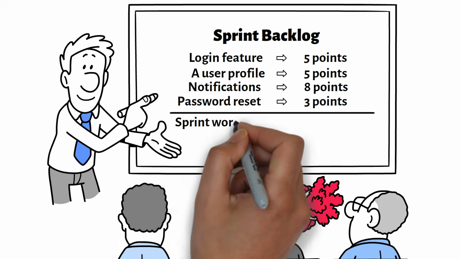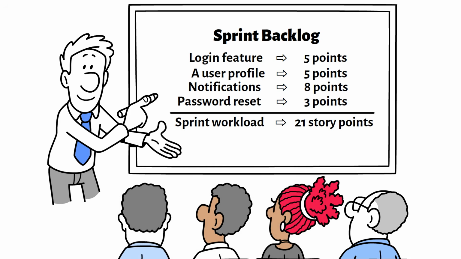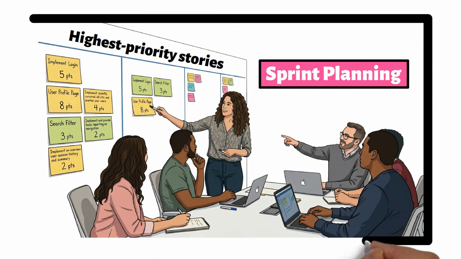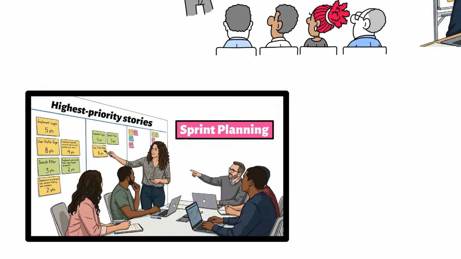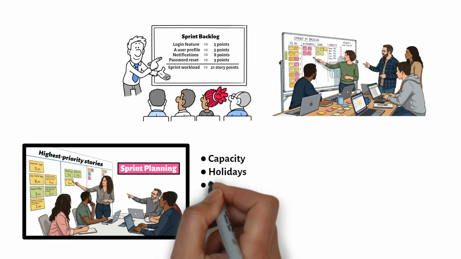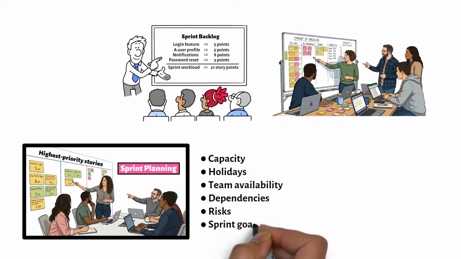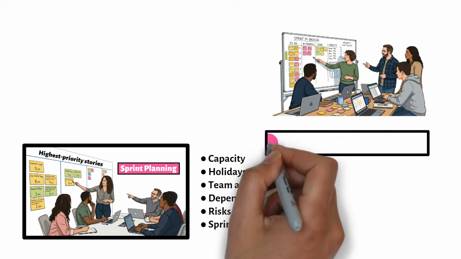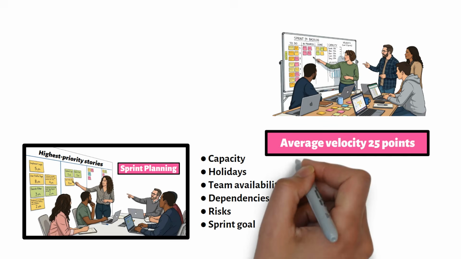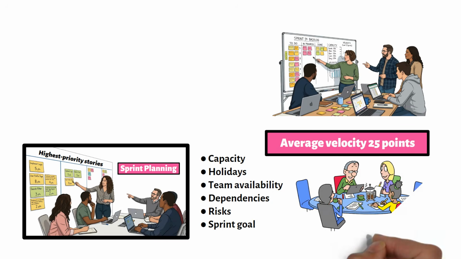Together, that creates a sprint workload of 21 story points. But the team does not select work based only on the number. They also consider capacity, holidays, team availability, dependencies, risks, and the sprint goal. A team may have an average velocity of 25 points, but if 2 team members are out during the sprint, it may not be realistic to plan for 25 points.